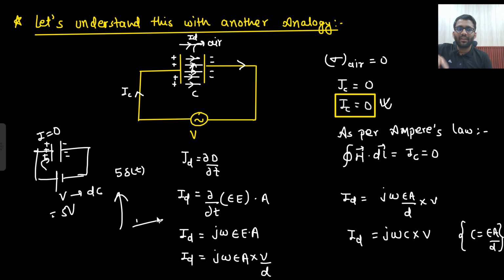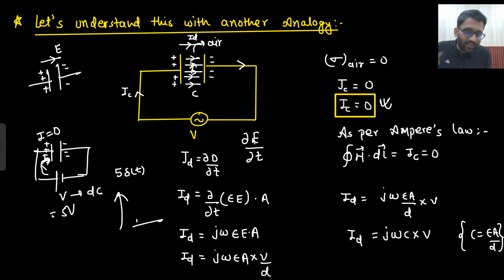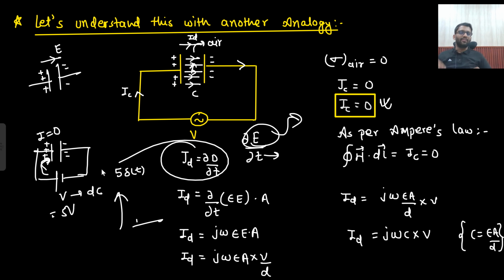So why is that current coming? This V voltage will take some time to reach here, no? Initially the charge here was 0, so it is taking some time to reach. So the electric field got changed here. Initially the electric field was 0. Now immediately the electric field got changed. So what happened here? Del D by del T. In no time the electric field got changed, so that will generate an impulsive current.